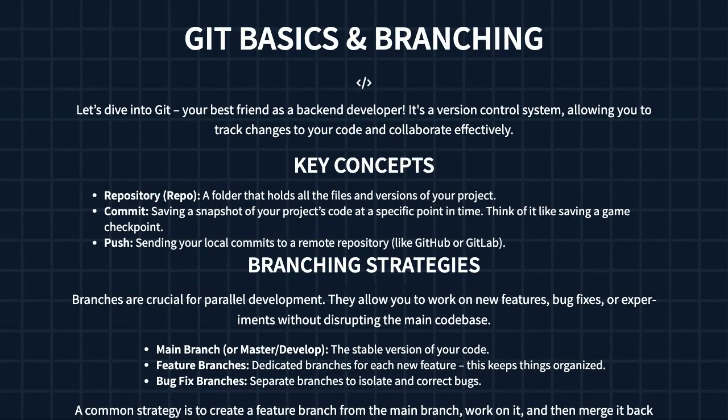Okay, so Git is really important for backend development, basically like having a time machine for your code. Think of it as a way to keep track of all those changes you make while building something. We've got repositories. These are just folders that hold everything. Then we have commits, which are snapshots of the project at specific moments. And finally, pushing is how you share those changes with others on platforms like GitHub or GitLab.